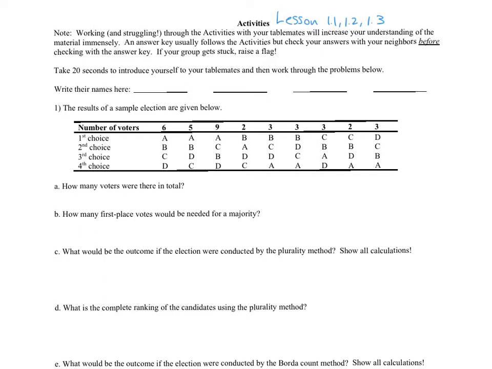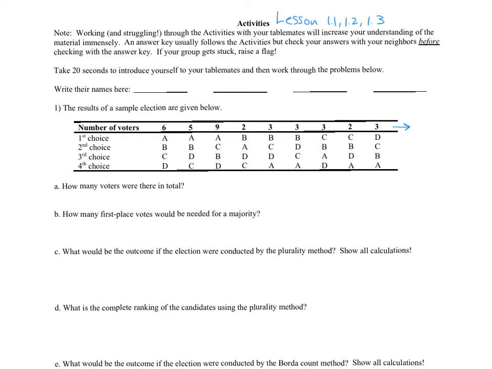The results of a sample election are given below. How many voters were there in total? So to get that, you add up all these numbers across the top, because those are the numbers of voters that cast their vote in a specific way. So 6 people voted A, B, C, D. 5 people voted A, B, D, C. So if you add them all up, you get all the voters.